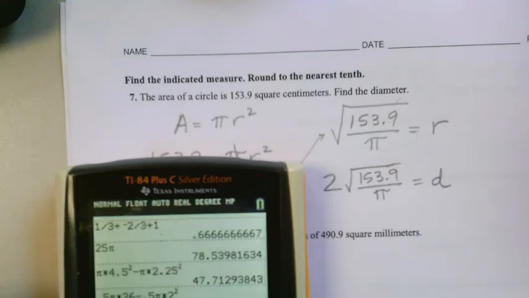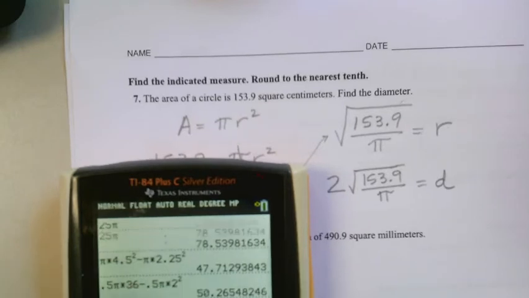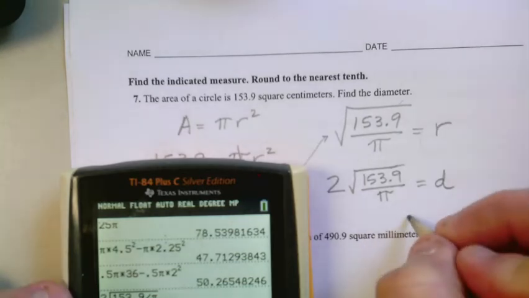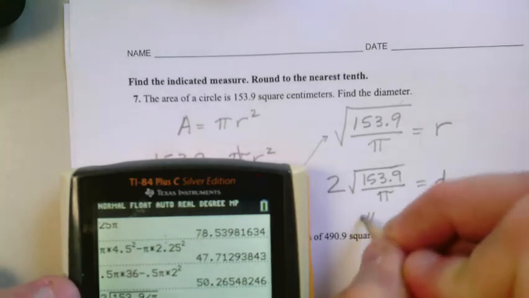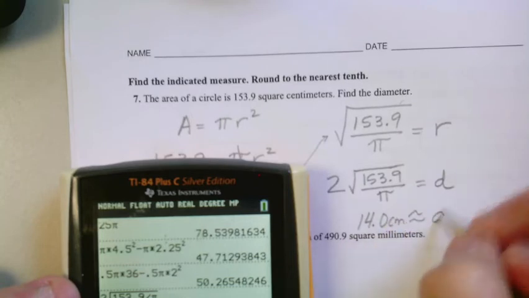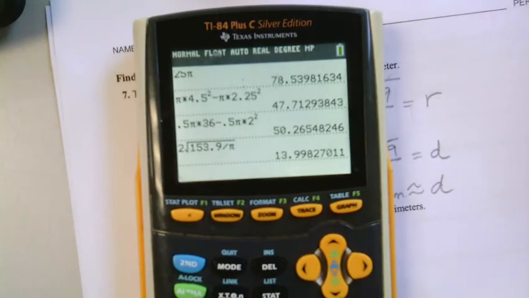2 square root 153.9 divided by pi, 13.998. Nearest tenths place would be 14 centimeters is my diameter. Okay, approximately 14 centimeters. Ooh, sorry, I thought that was up there high enough. There's my calculations there. Okay.